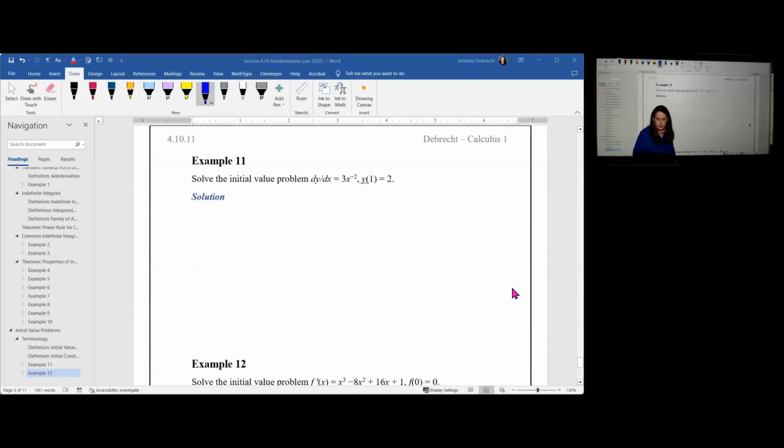In this example, number 11, we're told that the derivative of some function y with respect to x gives us 3x to the negative 2. We're also given a value that is on the antiderivative function. When x is 1, the y value on that function gives us 2. What we're going to do is undo the derivative. We're going to take the indefinite integral of 3x to the negative 2 to find a general antiderivative, then use our initial value to find the exact c for this situation.